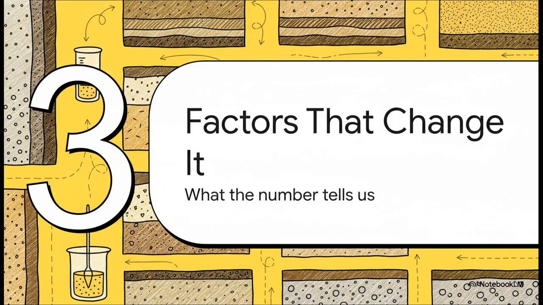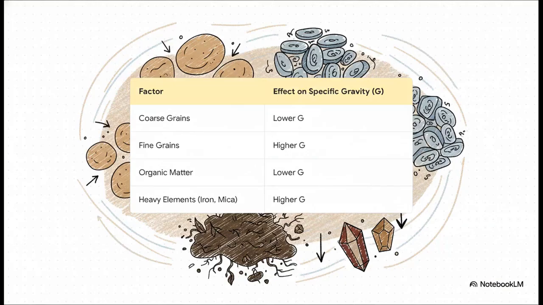Now, I know what you might be thinking. That range, 2.65 to 2.80, seems so small. How could that be useful? But actually, the opposite is true. The tiny little differences within that narrow band tell engineers a whole detailed story about what that soil is actually made of. So let's break down what those little variations actually mean.